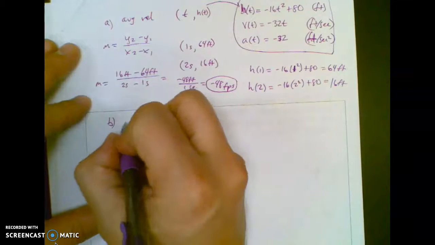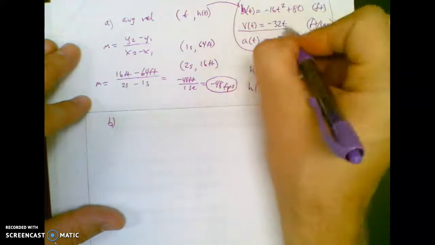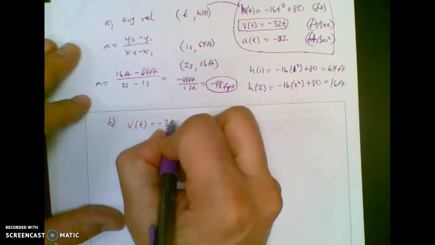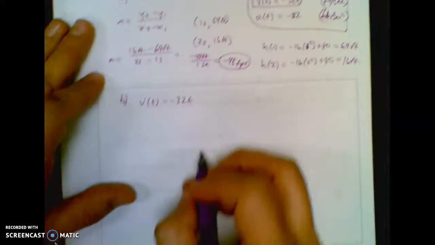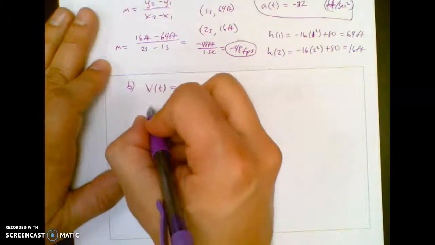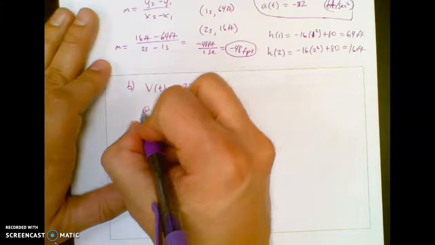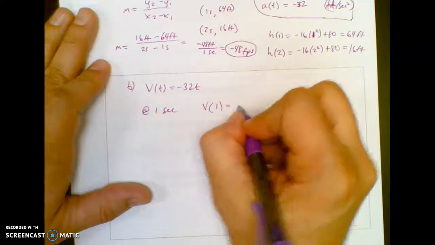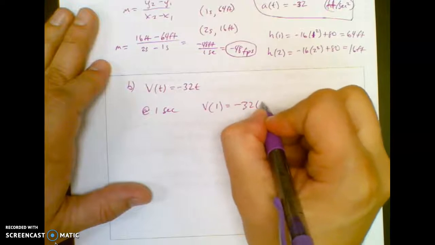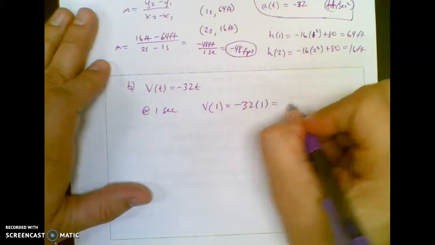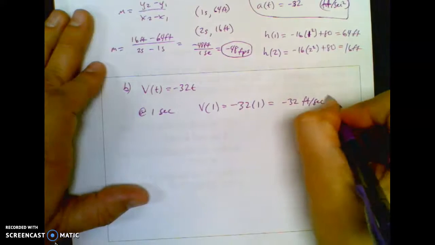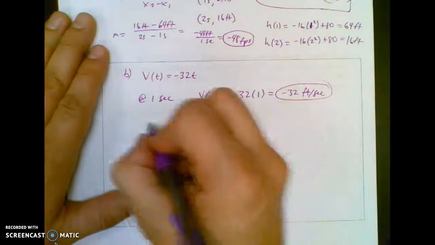Part B is easier because it says what's its instantaneous velocity. Well, for instantaneous velocity, all I really care about is this equation because the derivative finds instantaneous velocity, or velocity at a point. So I can do at 1 second, I just have to do v of 1, and I get negative 32 feet per second. You can write FPS or feet per second.